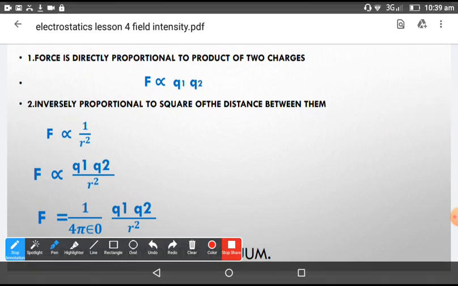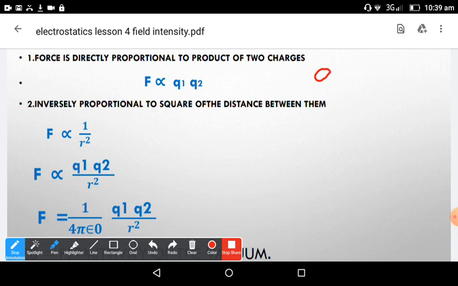Two charges, we take one as Q1 and the second one is Q2. Distance between them. They may be in vacuum or other medium, I said. What is vacuum? A space where we don't find even a single dust particle. This is also called free space.